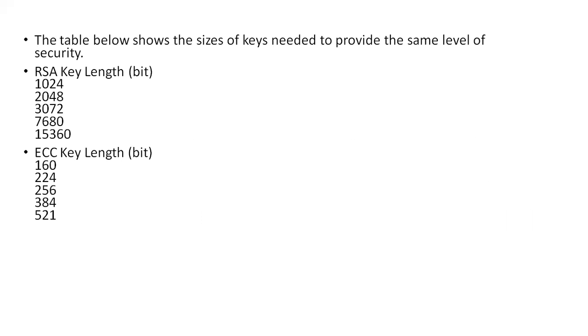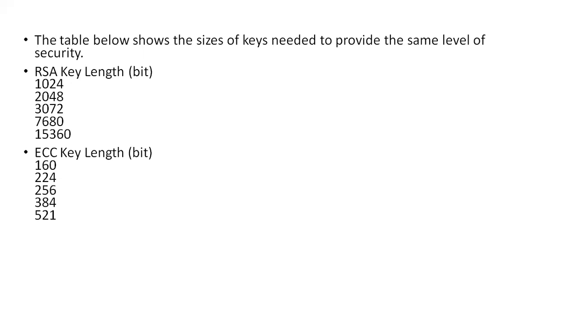The following table shows the size of the keys required to provide the same level of security. For example, a key size of 1024 bits is required in the case of the RSA algorithm to provide a certain level of security. To provide the same level of security, an ECC algorithm uses a key of size only 160 bits. Similarly, if the key size required is 2048 bits in the case of RSA, to get the same level of security in ECC we require only 224 bits.